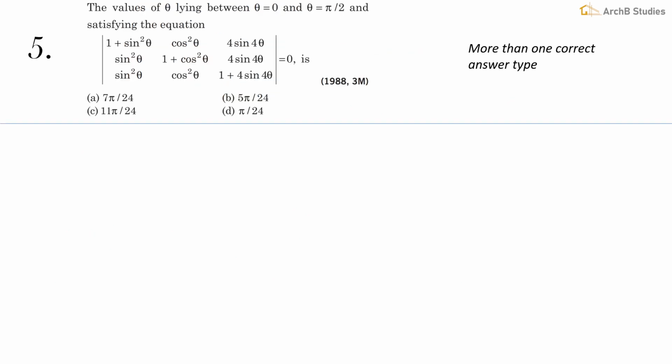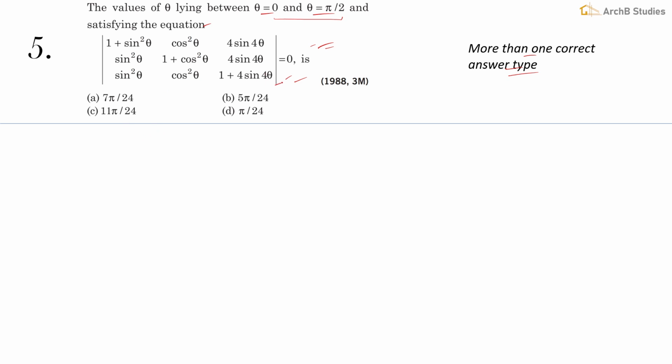This is the fifth question. The value of theta lying between theta equal to 0 and theta equal to pi by 2 and satisfying the equation. Okay, we need to find the value of theta between 0 to pi by 2, which will satisfy this equation. It will have more than one correct answer type question.